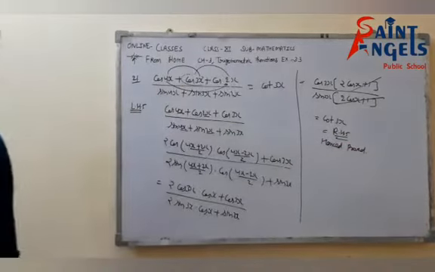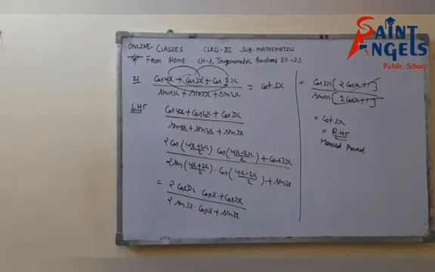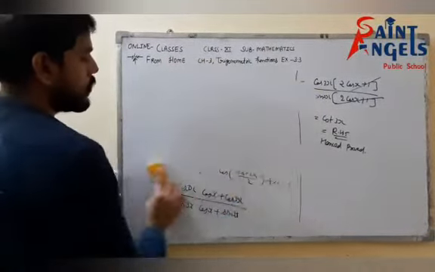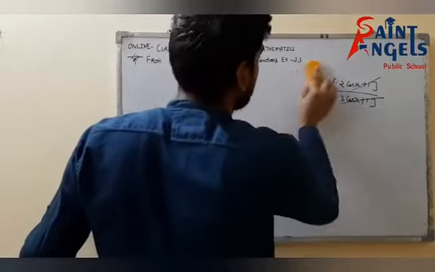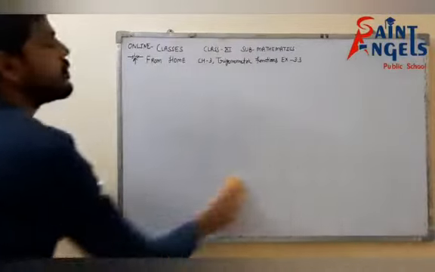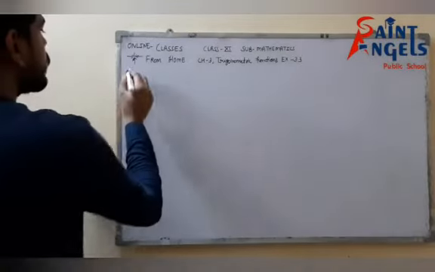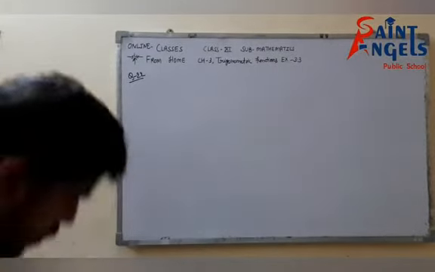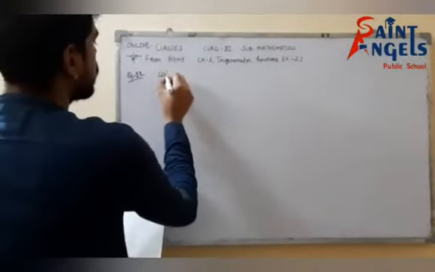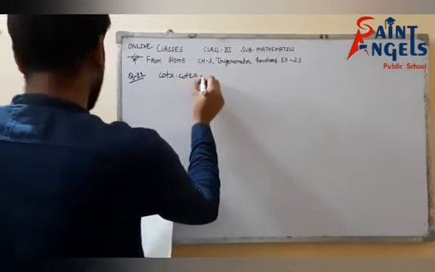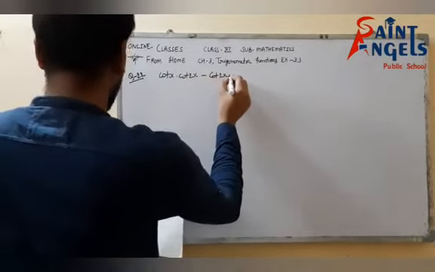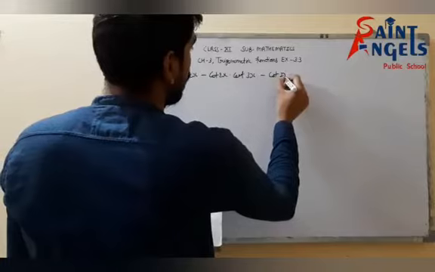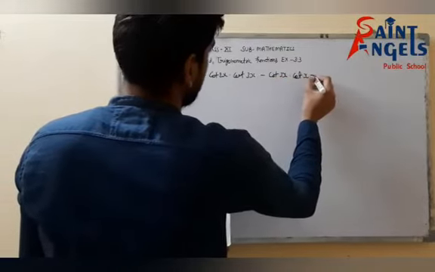Students, please pause the video and note it down. Now we will look at question number 22. Question number 22 is cot x cot 2x minus cot 2x cot 3x minus cot 3x cot x equals 1.